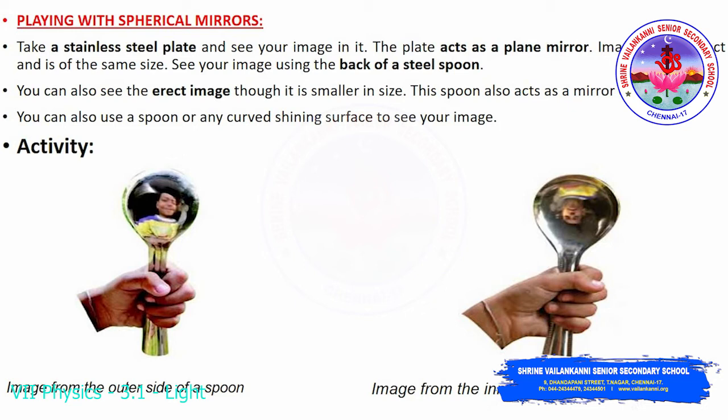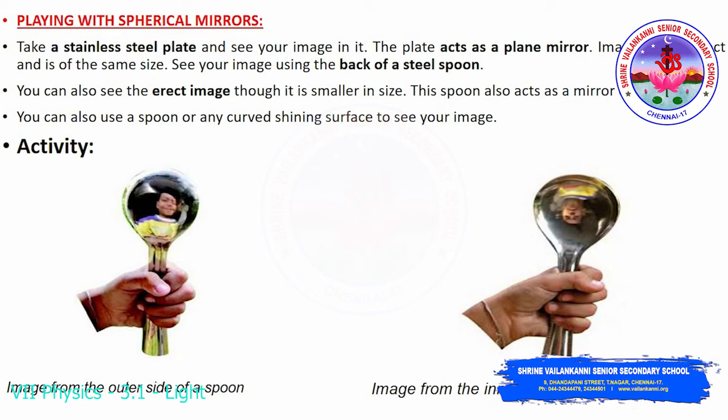If you take the spoon as an example, just look at your image from the outer side of the spoon, that is, the back side of the spoon. If you look at the back side of the spoon, you will see an image that is erect and the same, and even though it is smaller in size, you can see your image straight, just like a plane mirror, even though the image looks smaller.